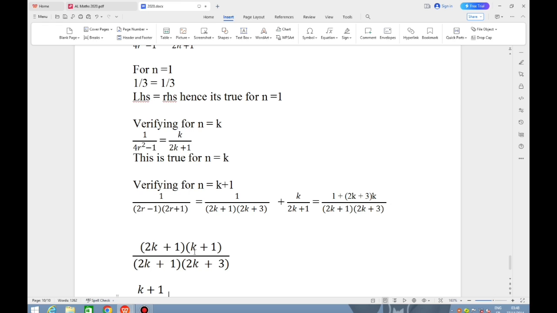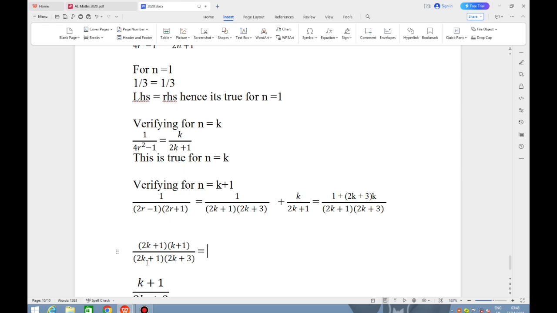So now from here we can see that 2k plus 1 can cancel 2k plus 1, and this will be equal to k plus 1 over 2k plus 3. And you can verify this. Notice that if you open a bracket here, you're going to have 2k squared plus 3k plus 1. And if you open a bracket here, you're going to have 2k squared plus 2k plus k, that's 2k squared plus 3k plus 1. It's exactly the same thing here. We're just able to factor out 2k plus 1.